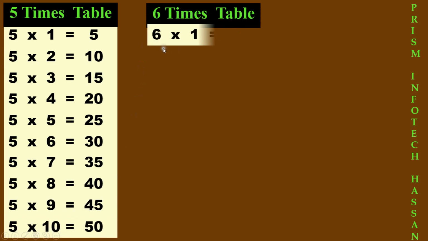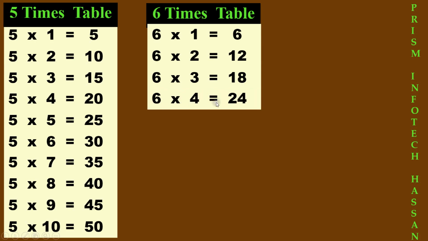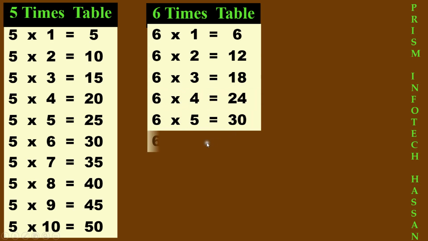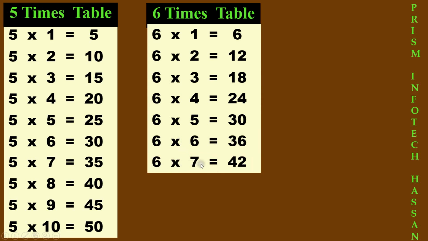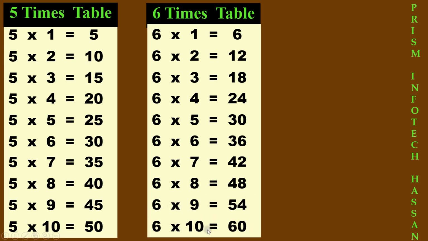6 times table. 6 times 1 is 6. 6 times 2 is 12. 6 times 3 is 18. 6 times 4 is 24. 6 times 5 is 30. 6 times 6 is 36. 6 times 7 is 42. 6 times 8 is 48. 6 times 9 is 54. 6 times 10 is 60.